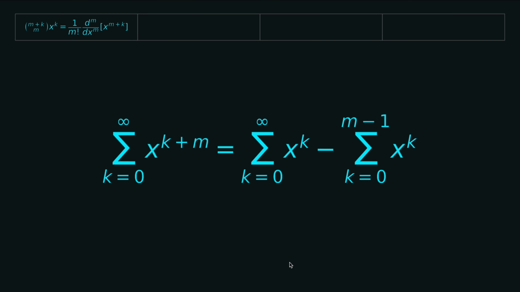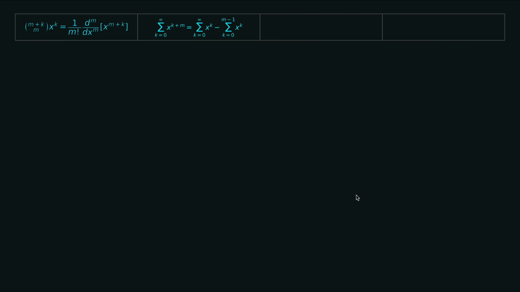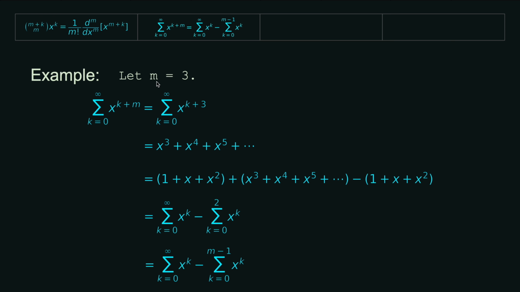The next result transforms a single summation into a difference of 2 summations. The reason this is helpful is because this one right here is geometric, and this one is an m minus first degree polynomial. You'll see why this is useful in a few minutes. An example of this is let m equal 3, you plug in 3 for m, you get this summation. If k starts at 0, then we start with x to the third, then we get x to the fourth, then we get x to the fifth, etc.